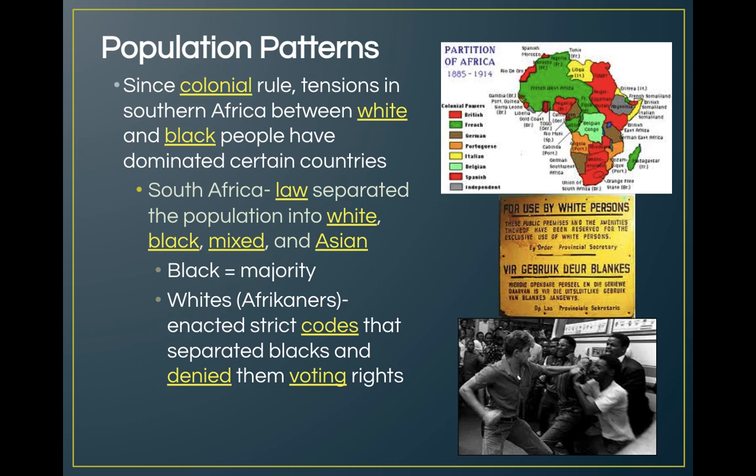Since colonial rule, tensions in southern Africa between white and black people have dominated certain countries, especially South Africa. South Africa is this country right here. They did have laws that separated the population into white, black, mixed, and Asian. While they had a black majority, the whites, or the Afrikaners, were the ones who ruled. They enacted strict codes that separated blacks and even denied them voting rights. This would be a similar situation to the Jim Crow laws in this country. It's known as apartheid, which we'll talk about more later on in the notes.